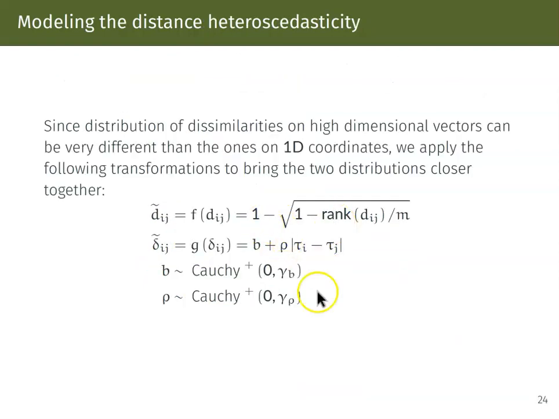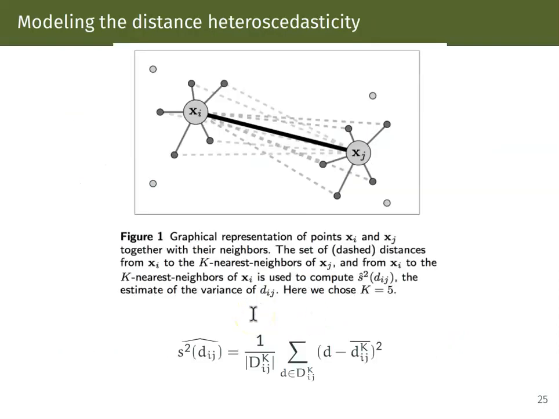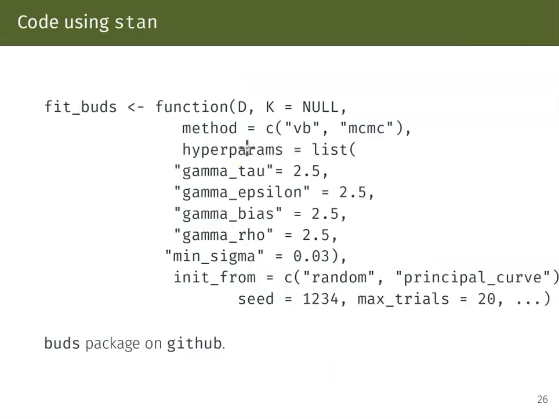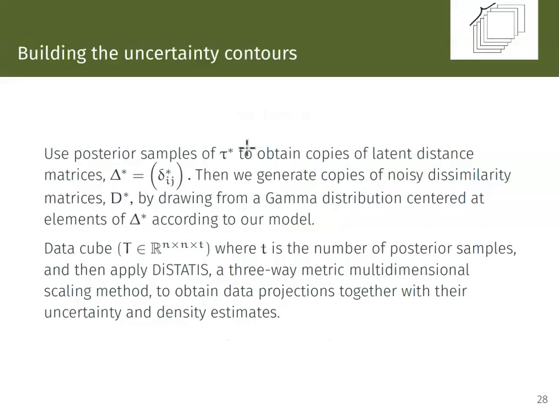So we made a slight transformation of the data. And then we have Cauchy priors for the parameters. And the estimation of the standard deviation is done looking at local neighborhoods. So it's a local method, so it allows for nonlinearity. Here's the fit, and here is the output, as I showed you before.